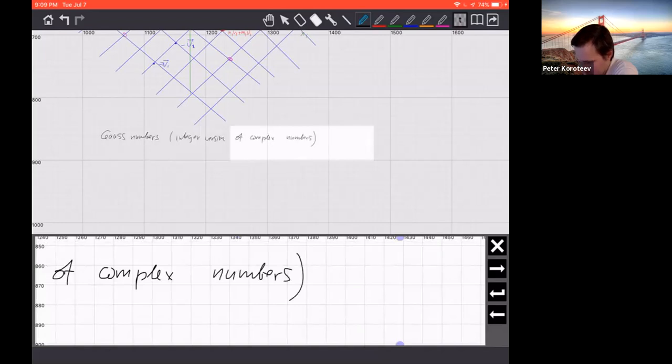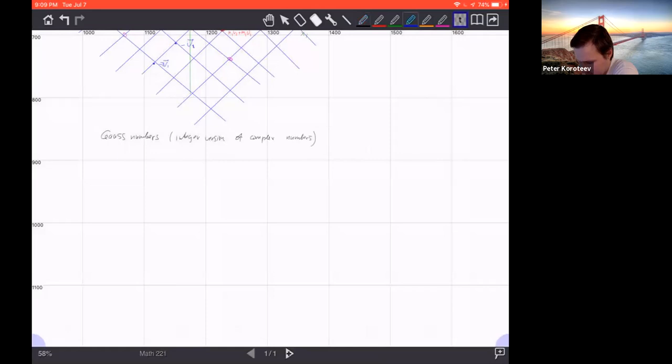Now, for simplicity, let's orient this lattice so it will go vertically and horizontally, like this.